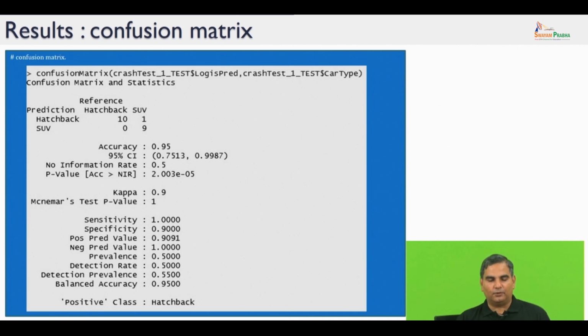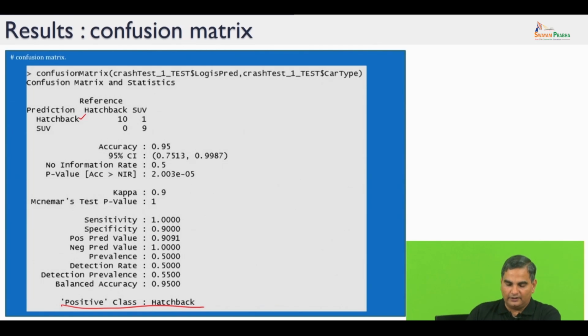This example we talked about hatchback and SUV. Clearly we are not talking about a positive label and negative label here. However, if you want to use these measures, you have to make one of these a positive label and the other a negative label. You could make either one positive or negative, but whenever there is a result like this that is shown in R, then the first one is the positive label and the second one is the negative label. In fact, you can see that here positive class is equal to hatchback. So, this is a positive label.